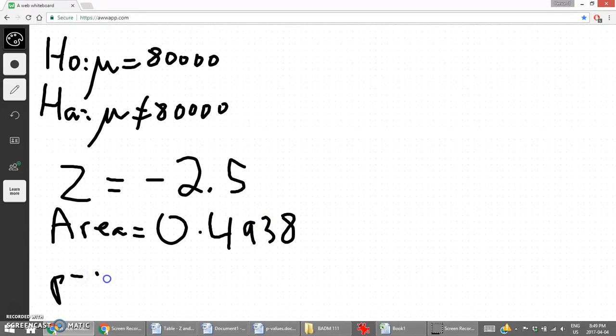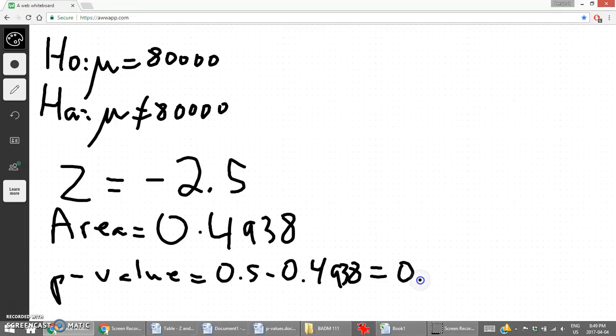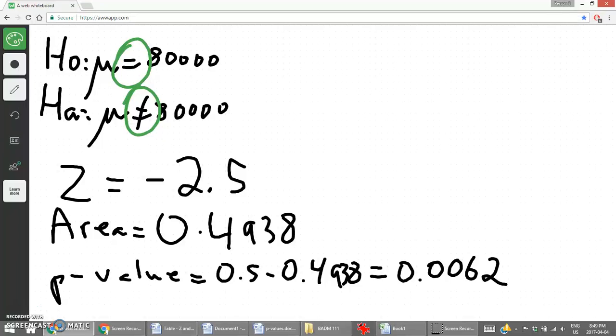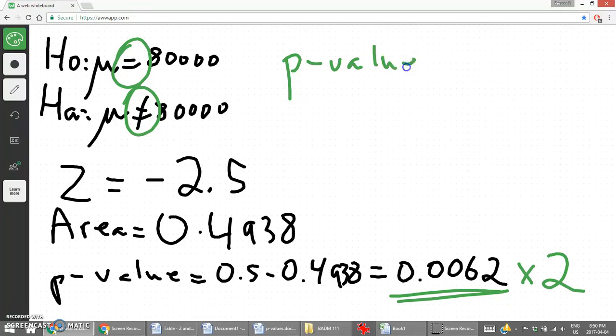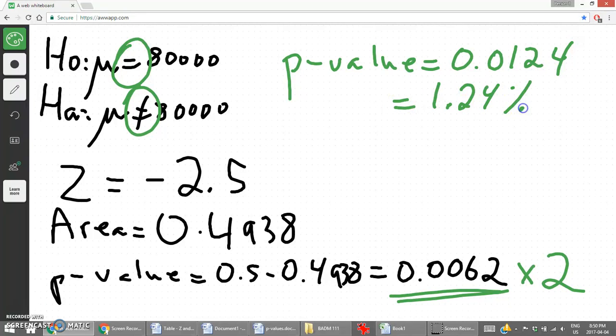The p-value is still calculated the same way. 0.5 minus 4938 equals 0.0062. But because it is a two-tailed test, and we know that from those equations in the null and alternative hypotheses, what we have to do with the p-value is multiply it by 2. So the p-value will equal 0.0124, or this is the same as a 1.24% probability of occurring.